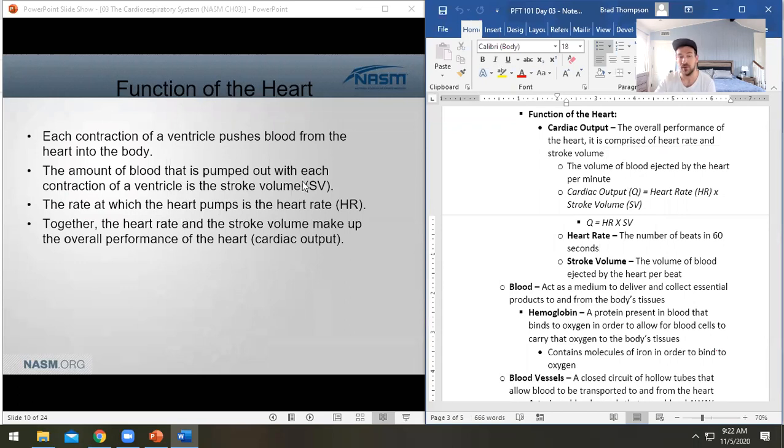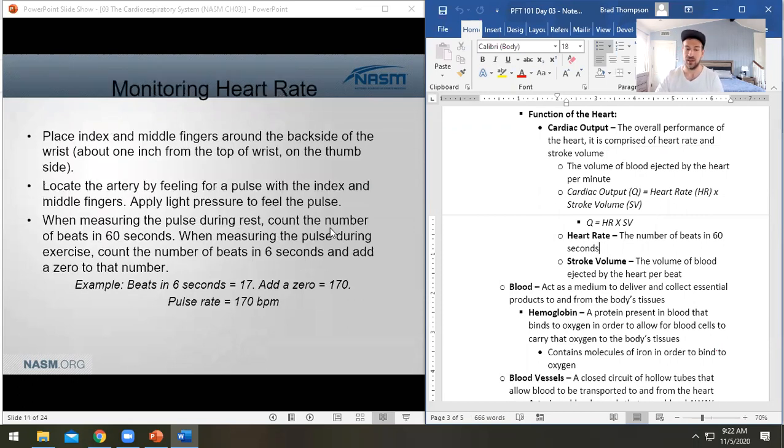Again, the amount of blood pumped, that's your stroke volume. The rate at which that blood is pumped, that's your heart rate. And they come together to make up your cardiac output.